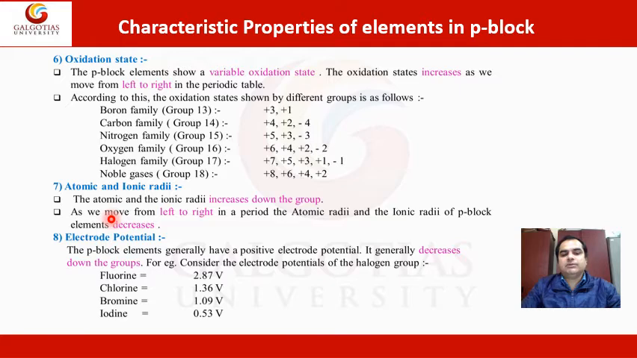Similarly, if we discuss atomic and ionic radii, we will find the pattern that atomic and ionic radii increase down the group, moving from top to bottom, due to the increase in size.